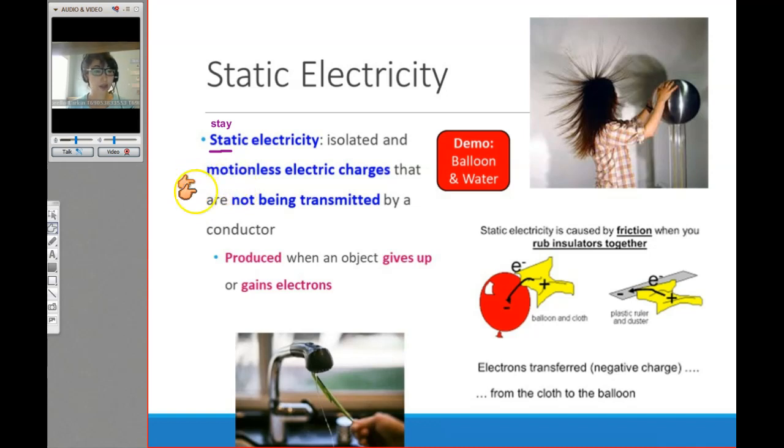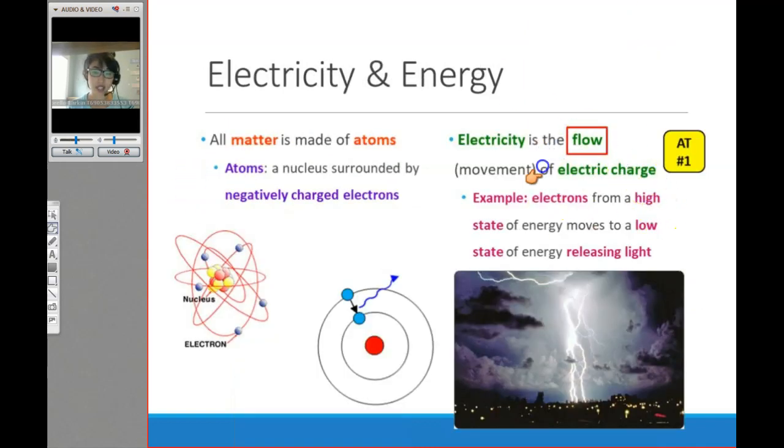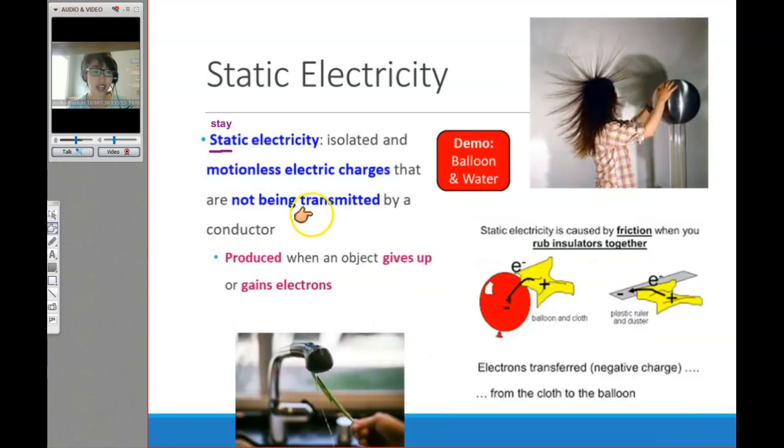All right, so we just talked about how there's electricity that's in motion, but static electricity is not. It's motionless electric charges that are not being transmitted or moved by a conductor, something that carries electricity, okay? Now this happens when an object either gives up or gains electrons. Remember, electrons are negatively charged. So if you're giving up negative charges, do you think you become more positive or more negative?